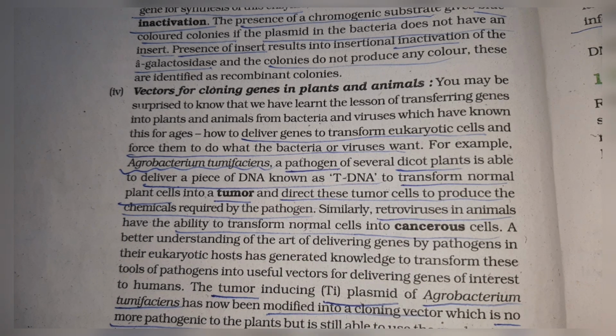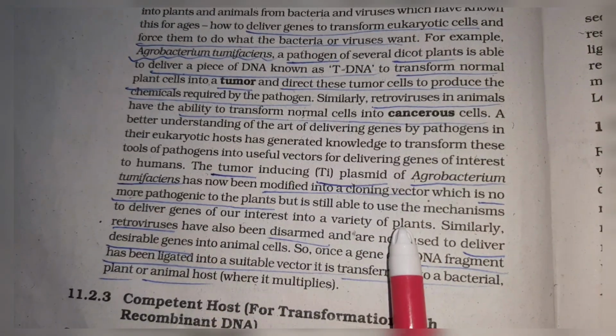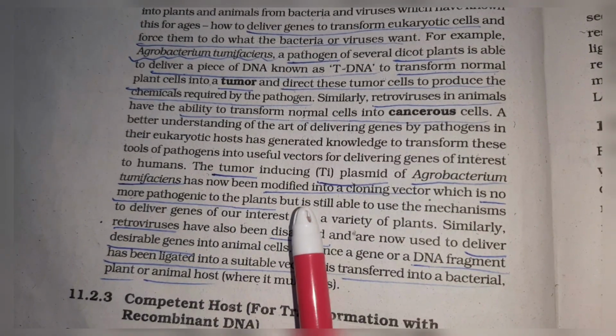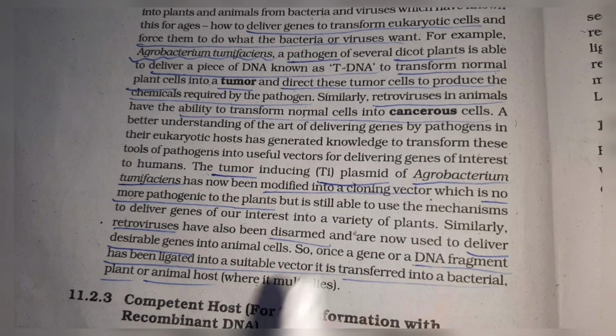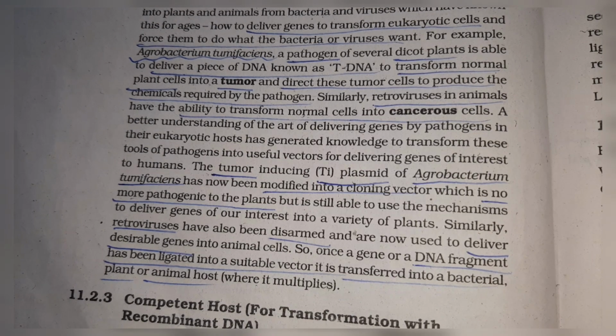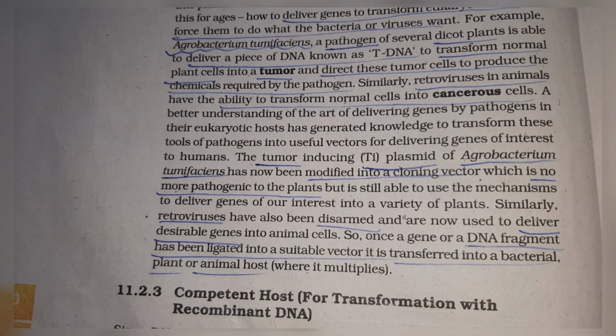The tumor-inducing Ti plasmid of Agrobacterium tumefaciens has now been modified into a cloning vector, which is no more pathogenic to the plants, but is still able to use the mechanism to deliver genes of our interest into a variety of plants. See, we have modified the Agrobacterium tumefaciens. It is no more pathogenic. It no more causes tumor, but it helps in delivering our gene of interest into the plants. Similarly, retroviruses have also been disarmed, meaning it does not cause cancer anymore, and now it is used to deliver the desirable genes into animal cells.